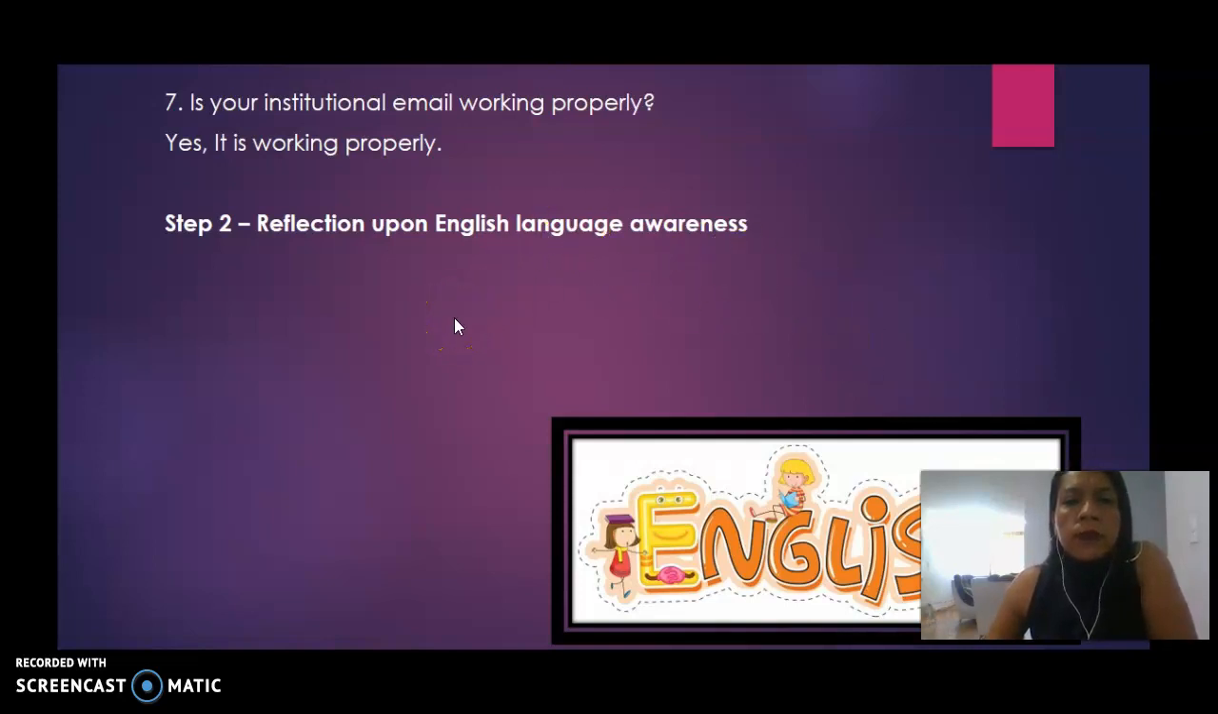Step 2: Reflection upon English language awareness. Since I was very young, I was very interested in learning English because I found it an interesting language and I wanted to get to know other cultures. Learning two languages from an early age makes communication easier, learning is more natural, and the second language is internalized innately, but I didn't have that opportunity.